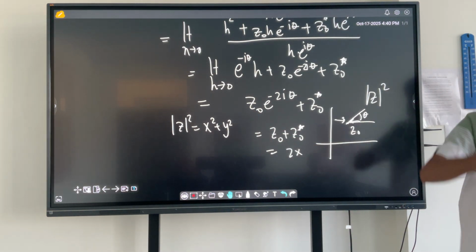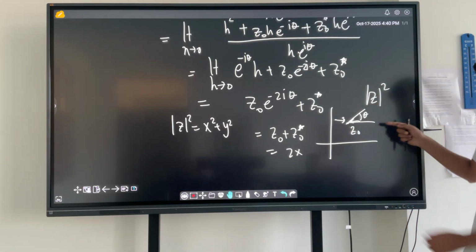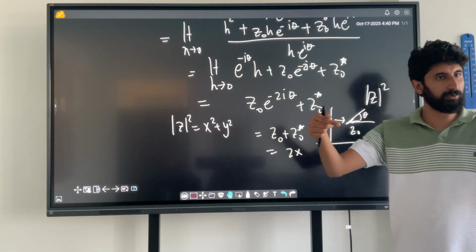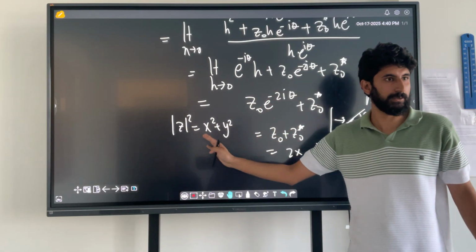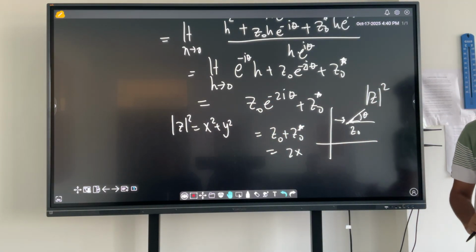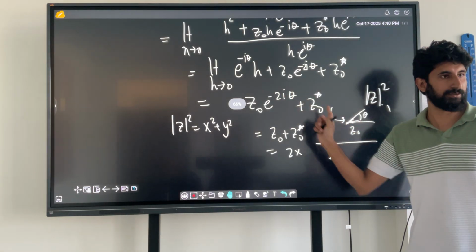Because you are approaching along the vertical direction, keeping x constant. This you are approaching along the horizontal direction, theta equal to 0 and theta equal to pi, keeping y constant. So that should be equal to the partial derivative. But for any arbitrary theta, this takes different values.